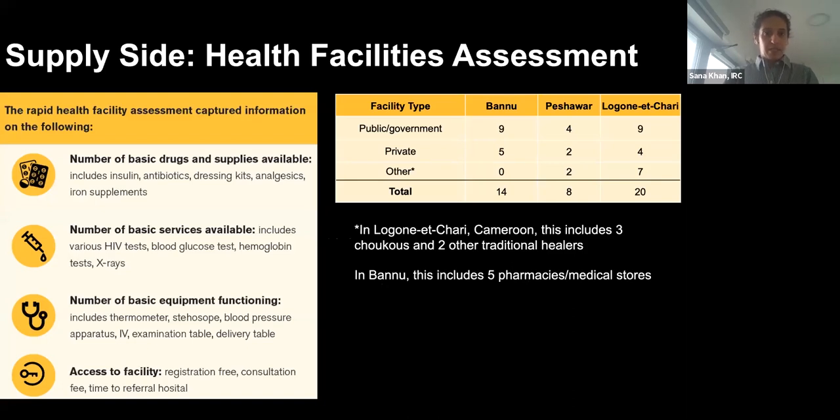As I was mentioning earlier, our supply side was a rapid supply side assessment. We did data collection at different types of facilities, and then we also used IRC field offices to gather additional information on NGOs that might have been providing services in the area that are not necessarily captured by our health facility assessment. We captured information on basic drugs and supplies, on services available, on equipment that was functioning in these places, and then also to some extent on access. So we tried to document fees, registration fees, consultation fees, things of that nature. We didn't capture informal fees as a part of this.